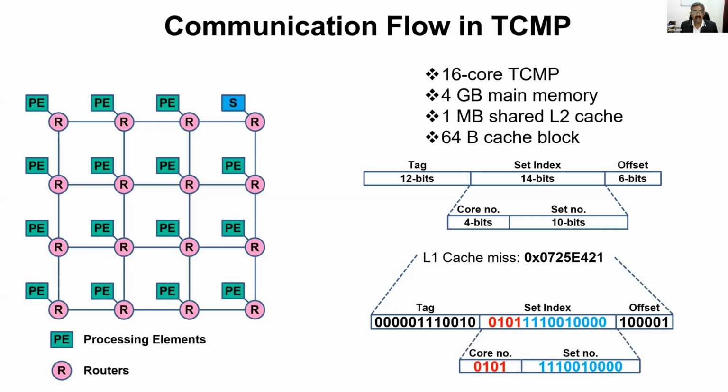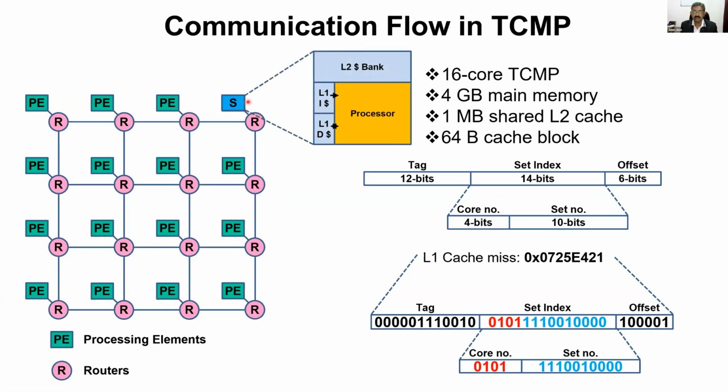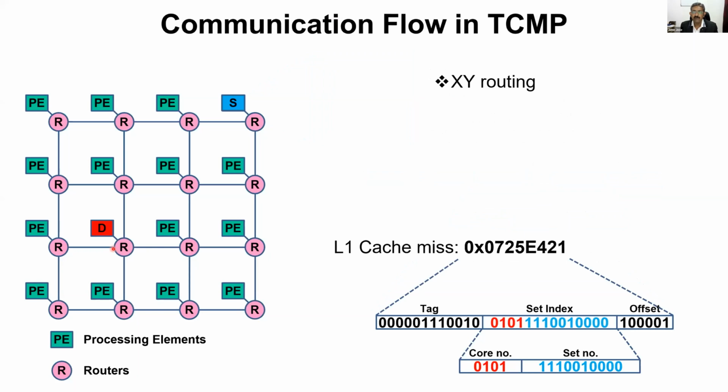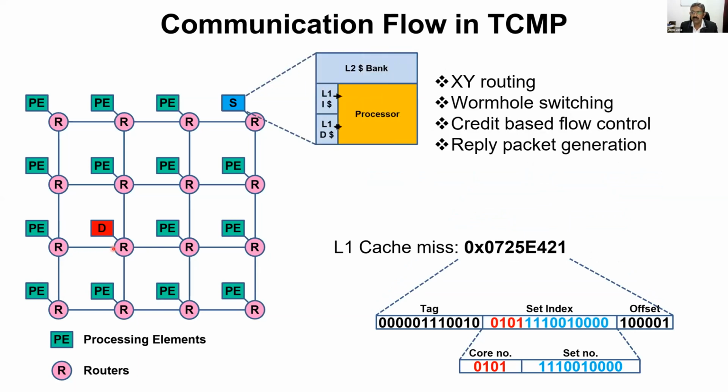So essentially for the packet, let's say the source is S, where you encounter an L1 cache miss, and since tile number 5 is the destination, a cache miss request packet needs to start from the source tile, traverse through the network, and reach the destination tile, which is marked in red. We follow XY routing, which is a traditionally simple and standard routing, with wormhole switching and credit-based flow control, and reply packet generation also happens.